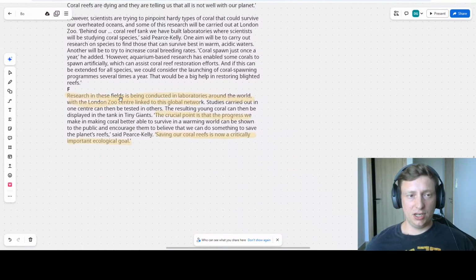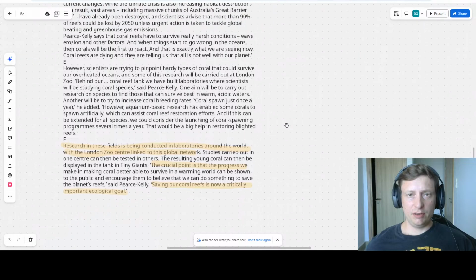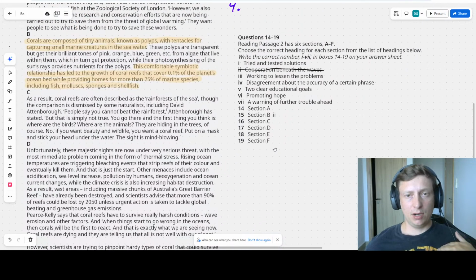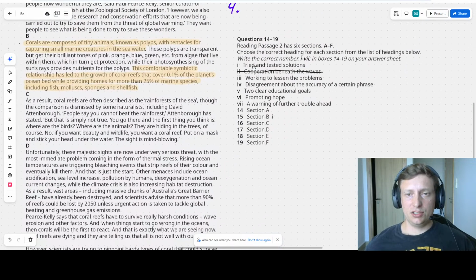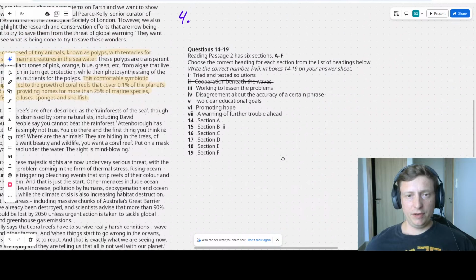So what is this about? This is about research, that's the first sentence, and then the last sentence, saving our coral reefs is now, so about the future, about saving something. So research and saving for the future. That's my heading. Okay, does tried and tested solutions fit? No, it doesn't. Working to lessen the problems, which problems? Disagreement about accurate, no. Educational goals, we already mentioned, it doesn't make sense. Promoting hope, yeah, kind of fits.